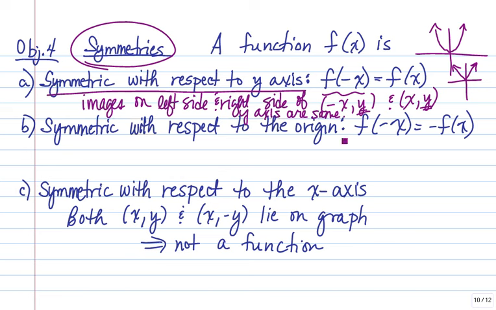Symmetric with respect to the origin means f of negative x is equal to the opposite of f of x. So this is saying the output value for negative x is the opposite of what it was for x. In other words, negative x and x have opposite y values.